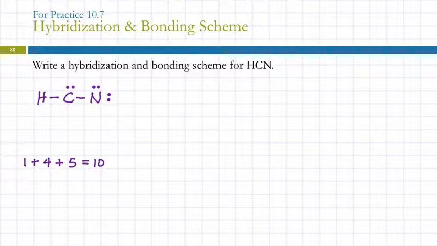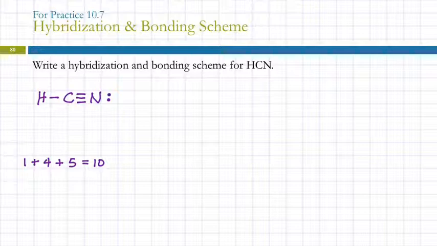So we need to share. So I'll take a lone pair from the nitrogen and share it with the carbon. And we're still not having enough. So I'll take this lone pair from the carbon and share that with the nitrogen. And now we've got octets. And if you check the formal charges, those are going to be 0. So this is our Lewis structure.